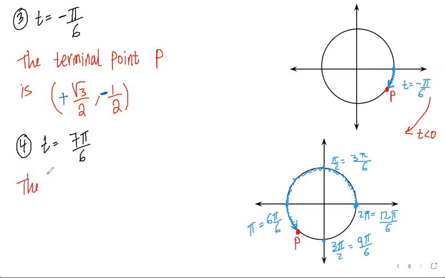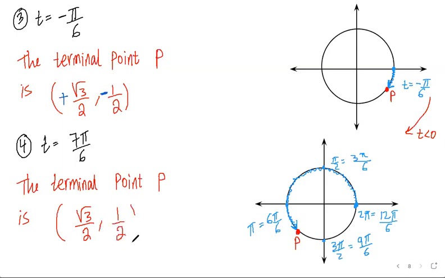So the terminal point is the same as for pi over 6, but the difference is in the sign. The terminal point P is square root of 3 over 2 and 1/2. And in this coordinate, the x is negative and the y is negative. So the value is negative square root of 3 over 2 and negative 1/2.